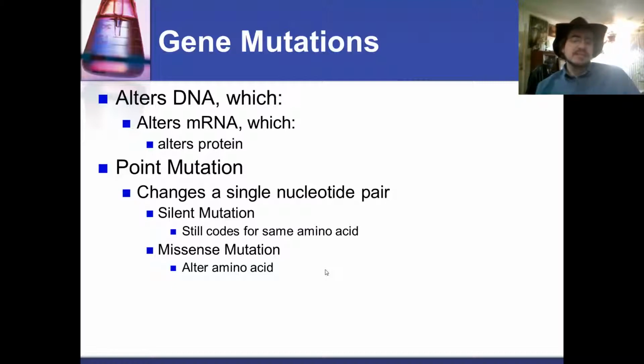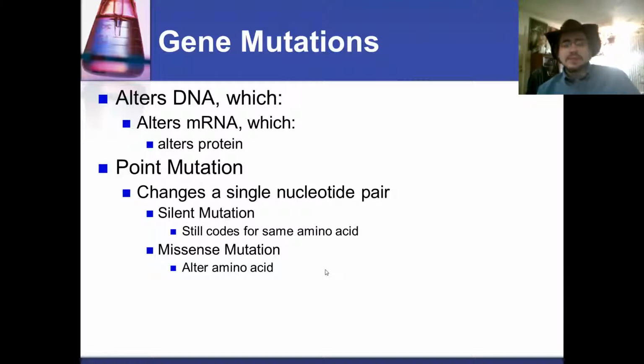So a missense mutation changes the amino acid in the polypeptide chain. And this could be very trivial, or it could be dangerous. In general, missense mutations aren't really classified as all that dangerous, because changing a single amino acid in a protein that's thousands of amino acids long is not going to do a whole lot.